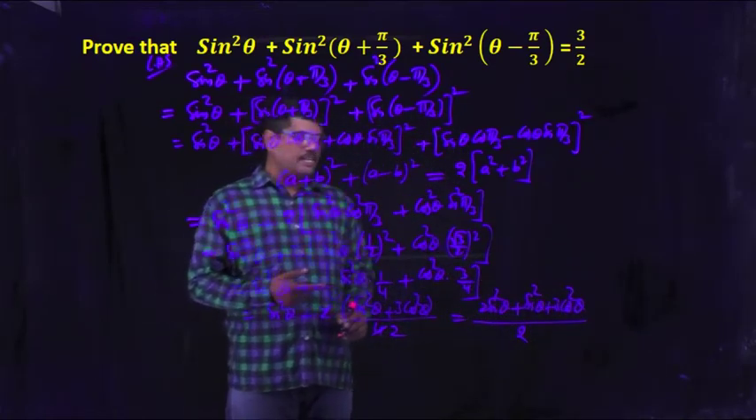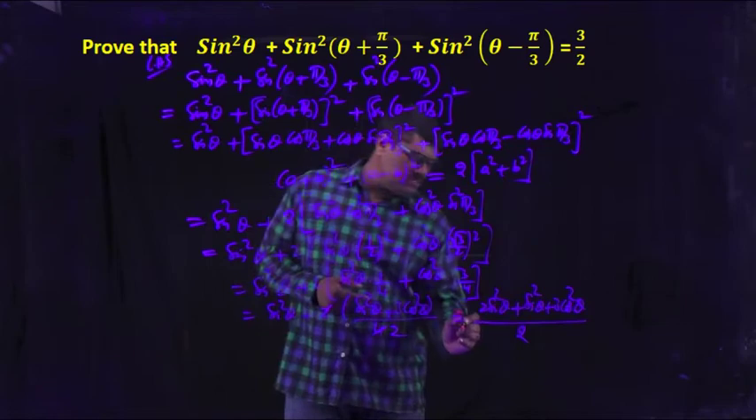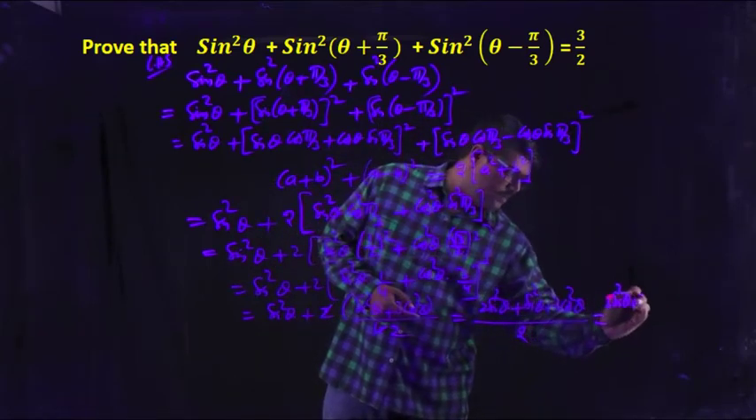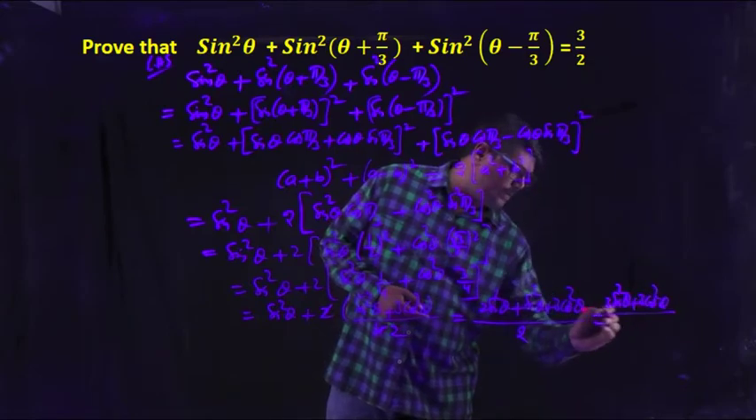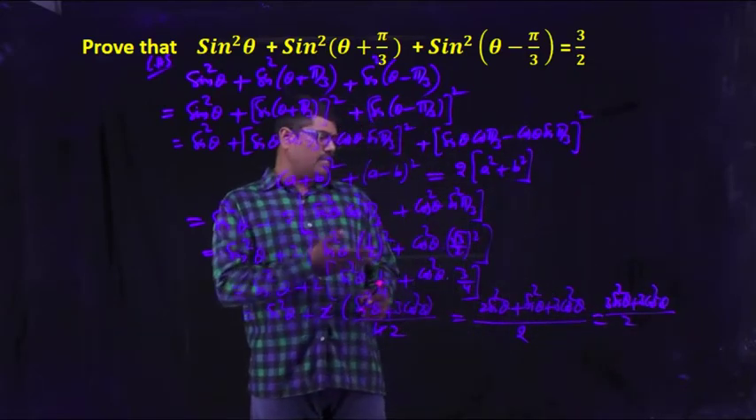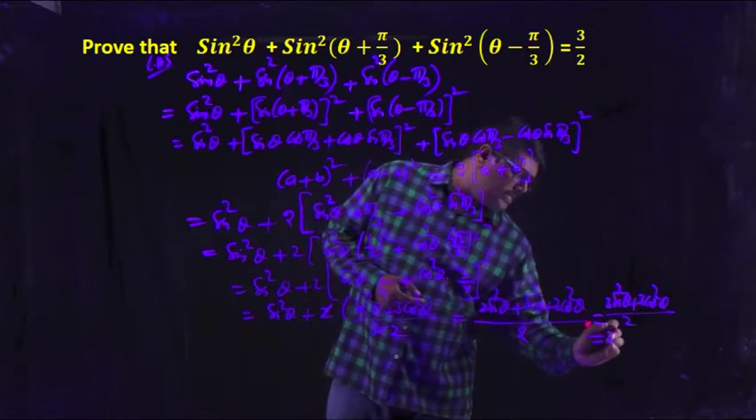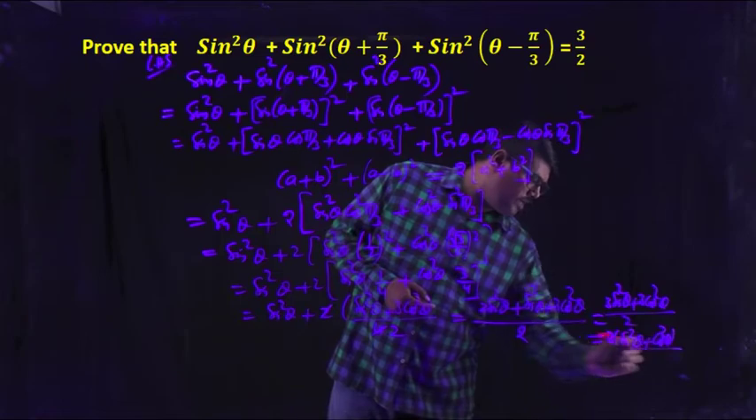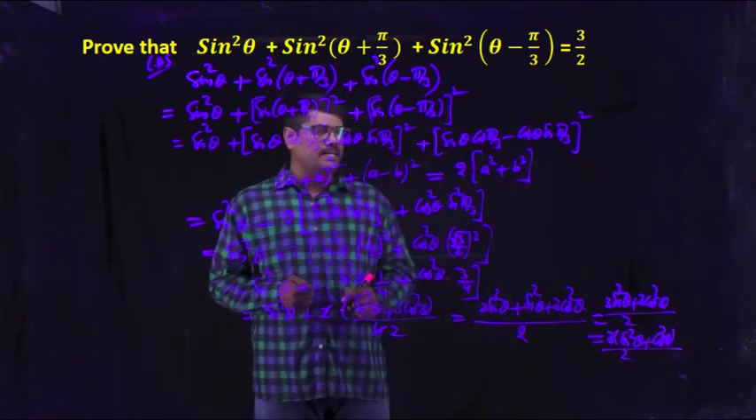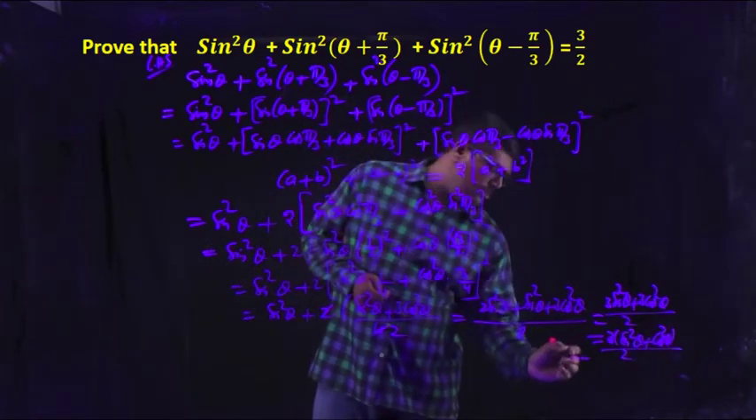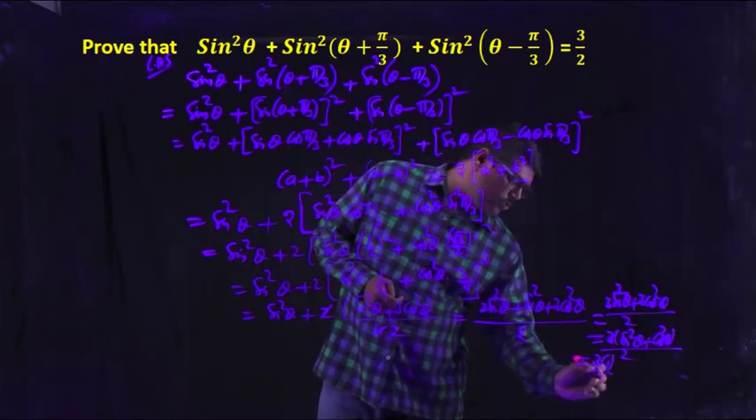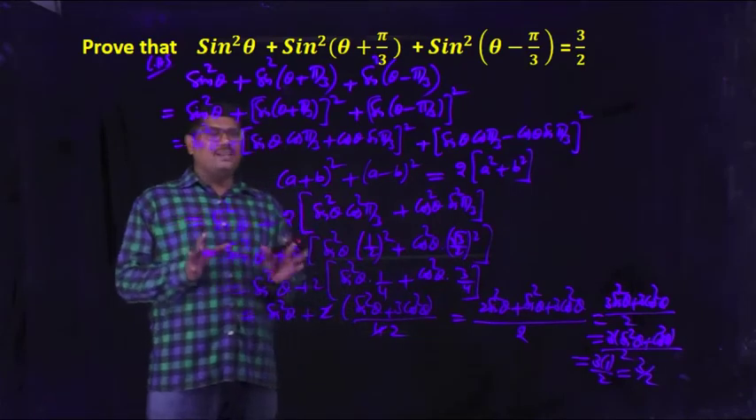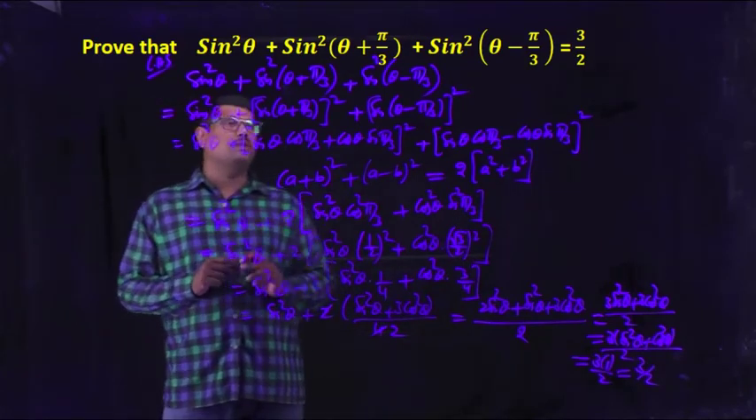2 sin square theta plus sin square theta, which becomes 3 sin square theta plus 3 cos square theta, whole divided by 2. Separating 3, you will get 3 into sin square theta plus cos square theta, whole divided by 2. Sin square theta plus cos square theta is 1. So you will get 3 into 1 by 2. We get the answer, which is 3 by 2. So this is a general algebra formula related problem.